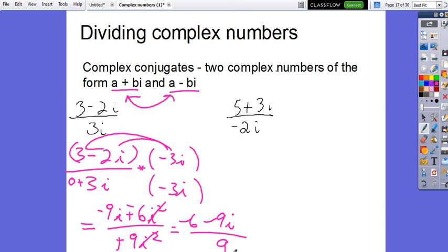Okay? Now, is this in simplest form? No. Why not? Because they're all divisible by 3. I can divide every part of it by 3 as long as I do every part. They won't cancel out all the way, but they're all divisible by 3. So negative 6 divided by 3 is negative 2. Minus 3i. Negative 2, negative 3. And then all over 3. Now it's in simplest form.